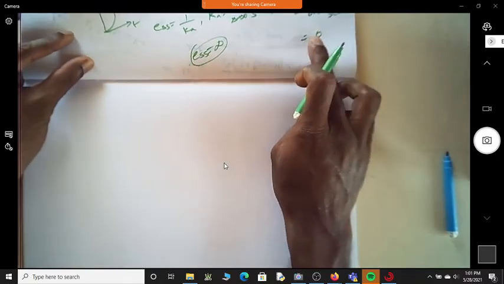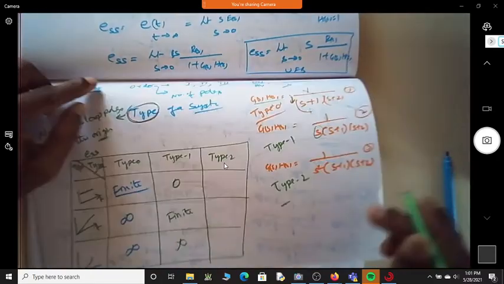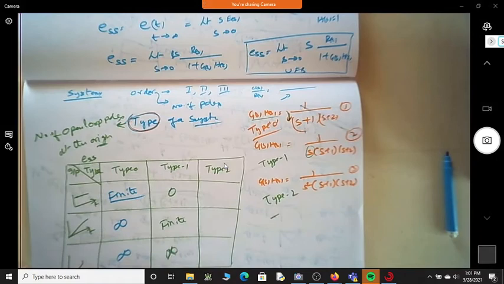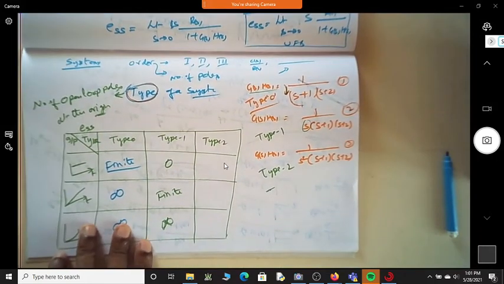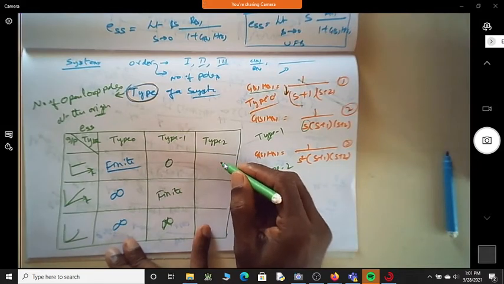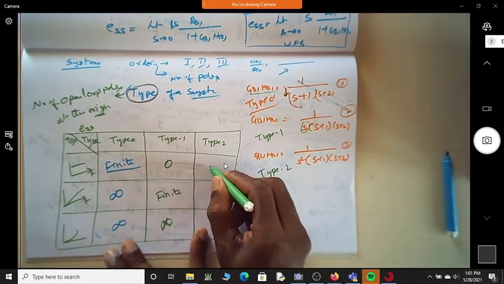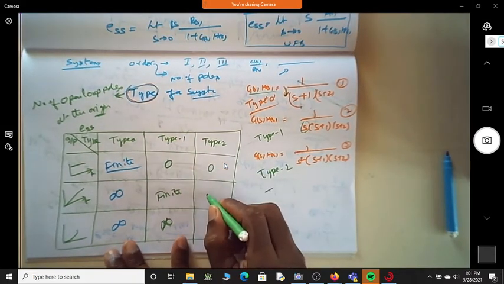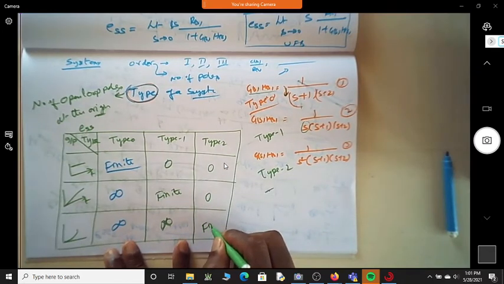Ka is 0, but the error is infinite. So you have infinite error. If you do it on the same lines for a system where you have s square in the denominator, this will be 0, this will be 0, you will have infinite.